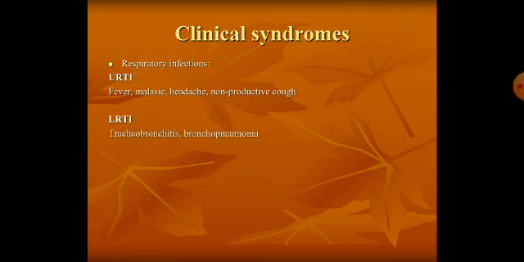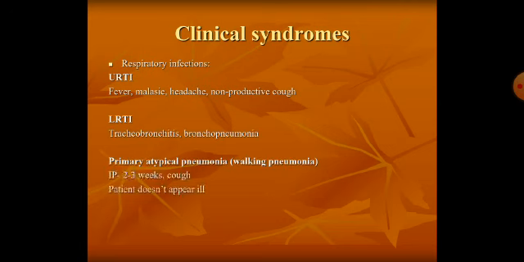Coming to the different manifestations of Mycoplasma pneumoniae. It is known to cause respiratory infections, the upper as well as the lower respiratory. In upper respiratory tract infection, the patient usually presents with fever, malaise, headache, and non-productive cough. In lower respiratory tract infection, the patient presents with tracheobronchitis and bronchopneumonia. There is a condition caused by Mycoplasma pneumoniae, which is the primary atypical pneumonia, known as walking pneumonia or working pneumonia.